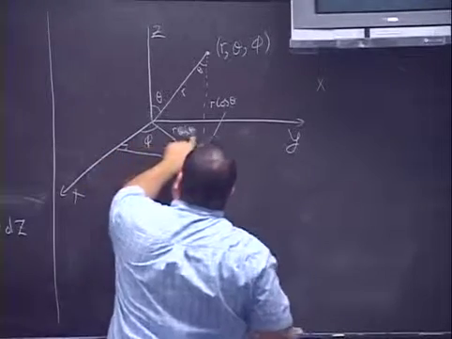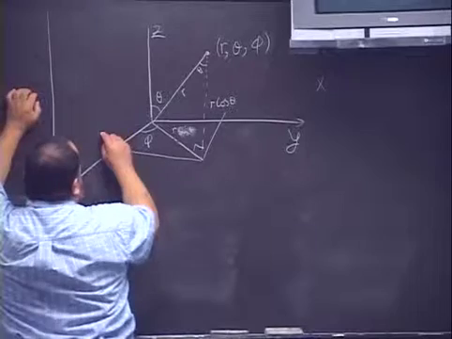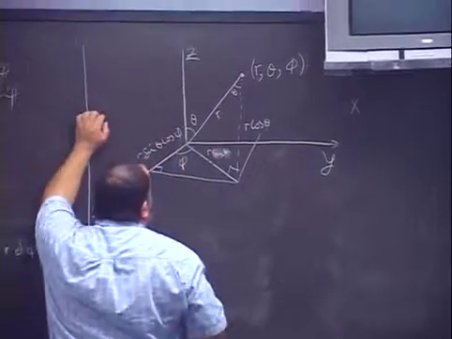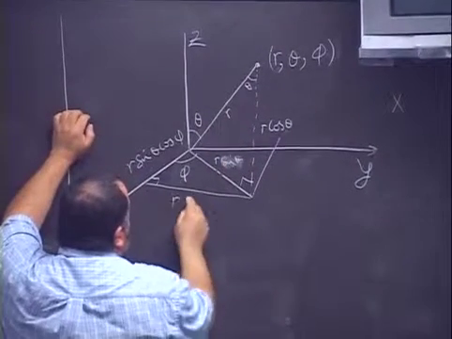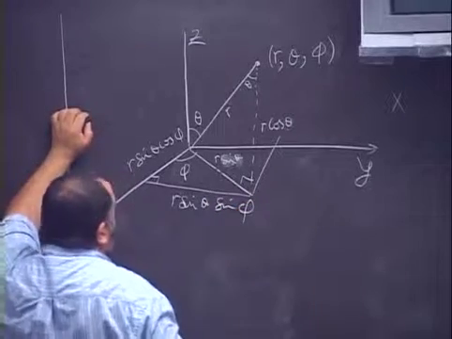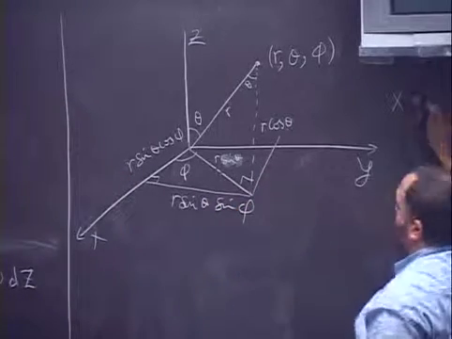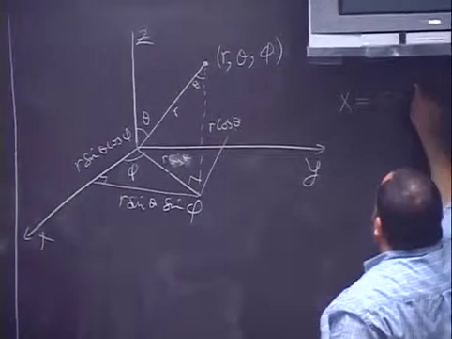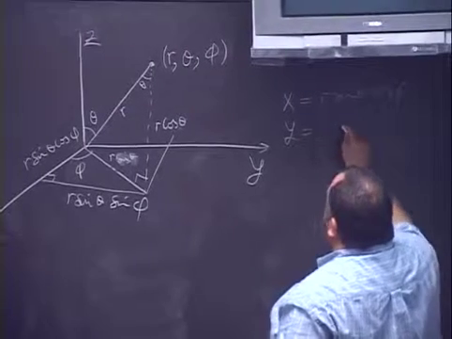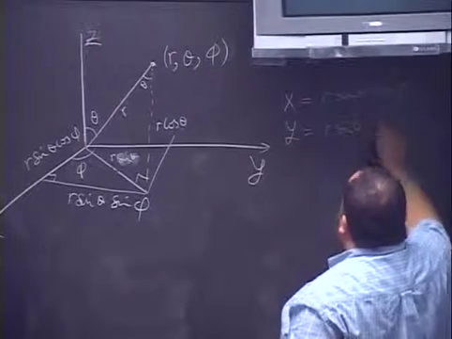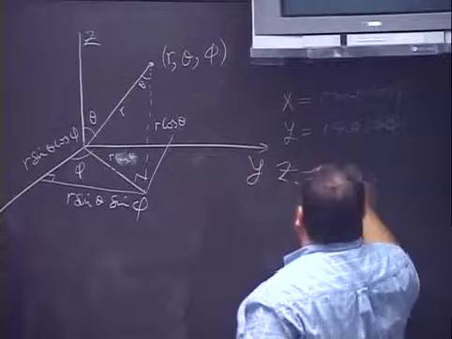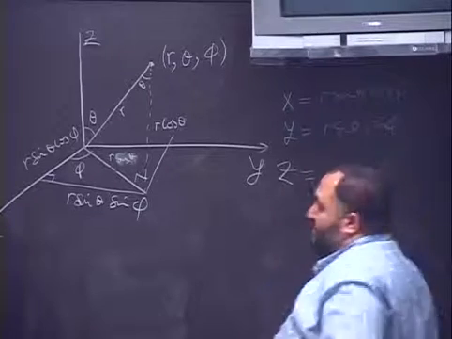So this will be r sine theta cosine phi here. And in this direction will be what? R sine theta sine phi. Okay, guys? So x will be what? R sine theta cosine phi, and y is equal to what? R sine theta sine phi, and what's z? R cosine theta. So those are the relations.